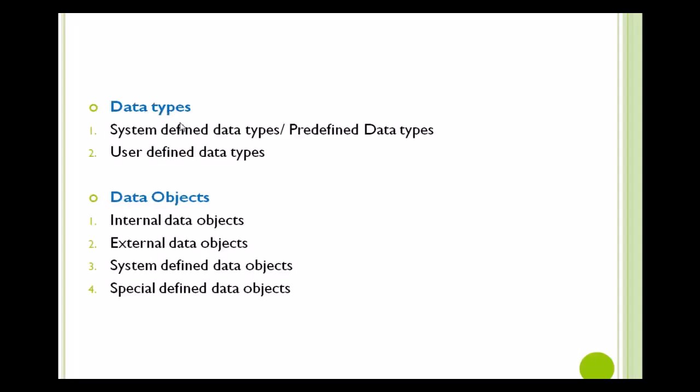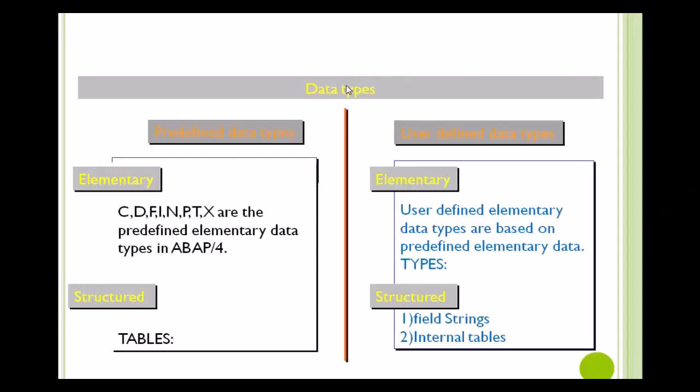There are two types. One is system defined data types, or you can call them predefined data types. The second one is user defined data types. The first one is predefined or system defined data types. Here there are again two types: elementary data types and structured data types. In elementary data types, there are 8 predefined elementary data types in ABAP: C for character, D for date, F for float, I for integer, N for numeric, P for packed, T for time, X for hexadecimal.